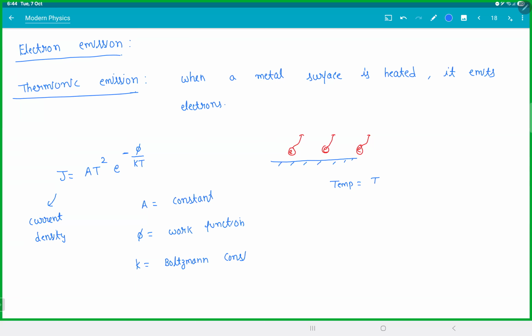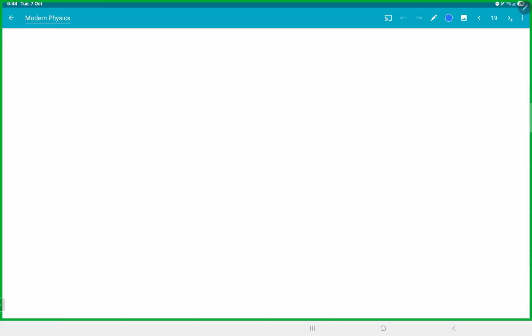That means if you take cesium and sodium, it is easier to emit electrons from cesium compared to sodium, obviously, because the binding energy of the electrons in cesium is less. This is called thermionic emission because it's due to the temperature. So the formula is not important. It is just to give an idea. It depends on temperature. Next thing.